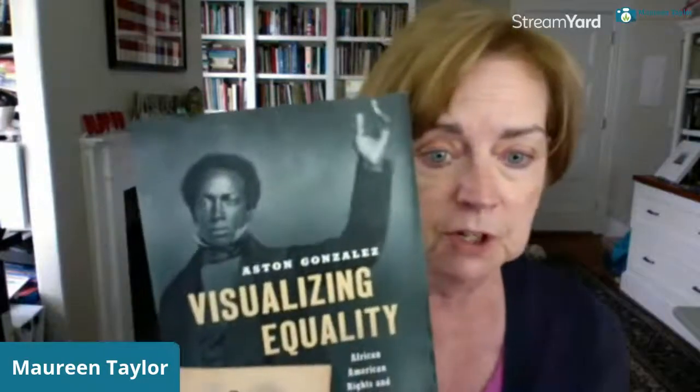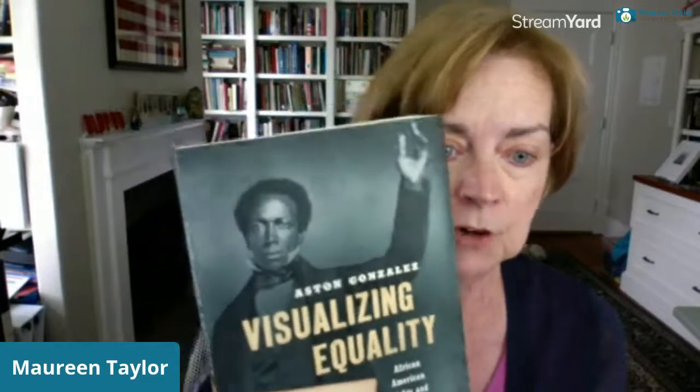But I am, because I want to talk about my new podcast episode, which is based on this book, Visualizing Equality. I interviewed the author, Aston Gonzalez, and it was a fascinating conversation. We talked about African American 19th century photographers and how they use the medium of photography and the symbolism in photographs to basically broadcast a message. And it's really, really interesting. I actually couldn't put this book down.